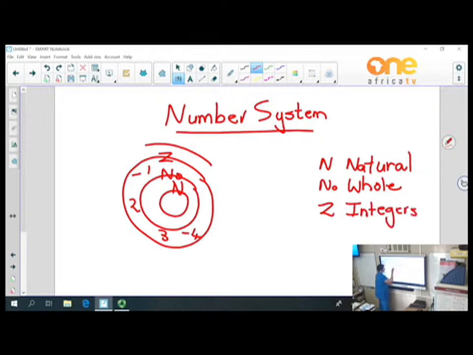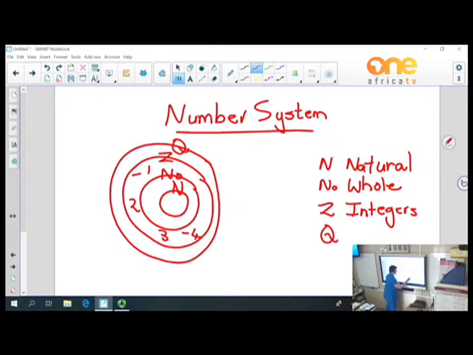Then we have a set which we call rational numbers. Now a rational number is a number that you can write as a fraction. So rational numbers are fractions. But we also have numbers which are not rational. We cannot write them as a fraction. We have to round them off. And the moment when you do that, we call this set the set of irrational numbers.